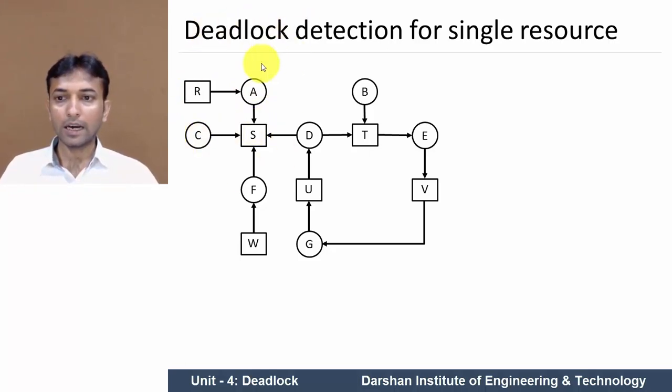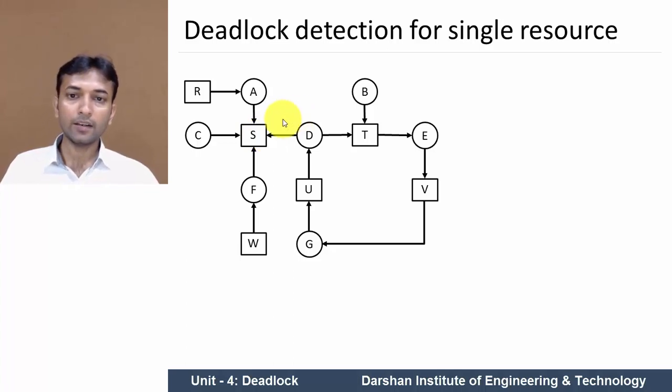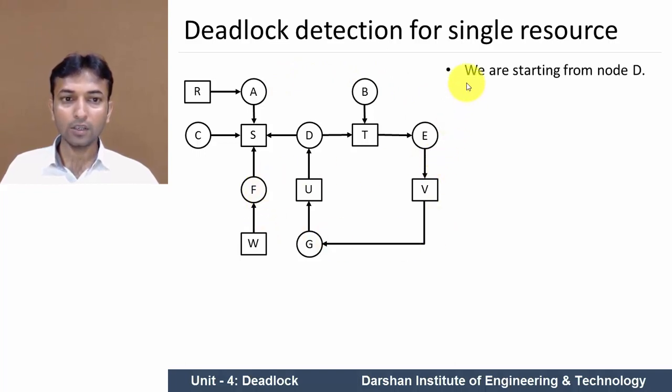And these are arcs. If an arc moves from a resource to a process, it means this resource is held by this process. If an arc moves from a process to a resource, it means this process is requesting this resource. Now we are detecting a deadlock for this figure. Initially we start from node D.